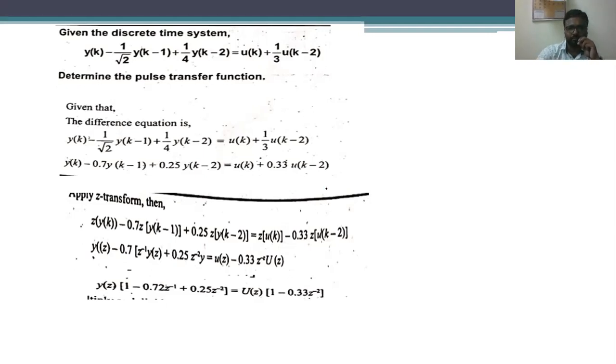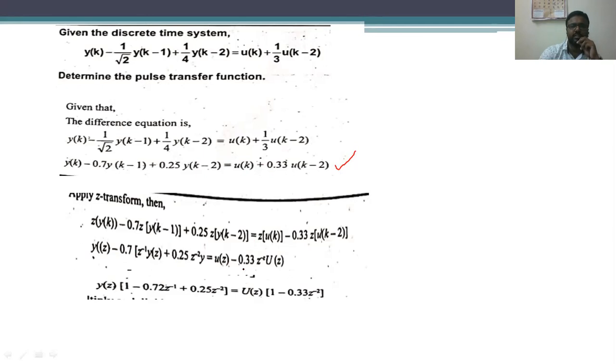So this is the expression he has given. 1 by root 2 value is 0.7, 1 by 4 value is 0.25, and 1 by 3 value is 0.3. So applying the Z transform, he has not given any initial conditions, so don't worry about that. We get Y(z) minus 0.7 z power minus 1 into Y(z) plus 0.25 into z power minus 2 into Y(z) is equal to U(z) plus 0.3 z power minus 1 into U(z).